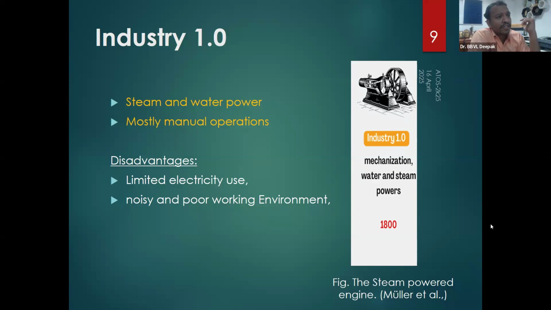The majority of the processes involve human intervention based operations. Of course there is a disadvantage with this kind of engine: it uses very limited electricity. Nowadays we all live with electricity; without electricity we cannot survive. And the engines with this steam are noisy and operate under poor working environments. So this is how people in the 18th century carried out industrial operations.